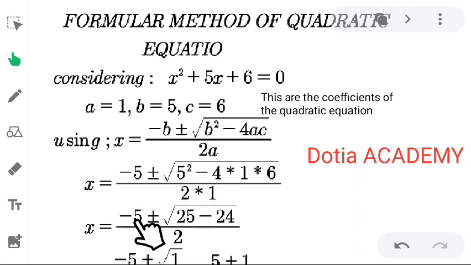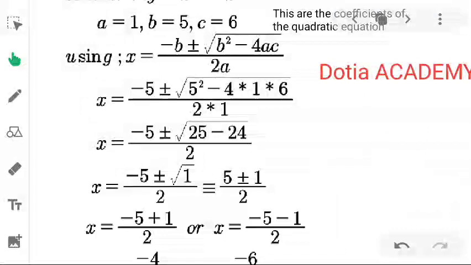So here I have minus 5 plus or minus the square root of 5 squared. 5 times 5 is 25, minus 4 times 1 times 6, which is 24, everything over 2a. 2a is 2 times 1, which is 2. So minus 5 plus or minus the square root of 25 minus 24, which is 1, over 2. The square root of 1 is 1.